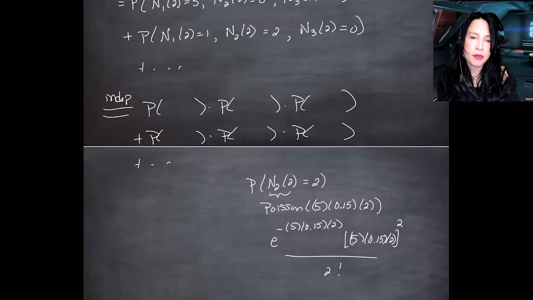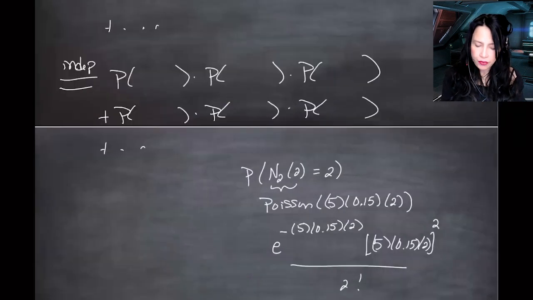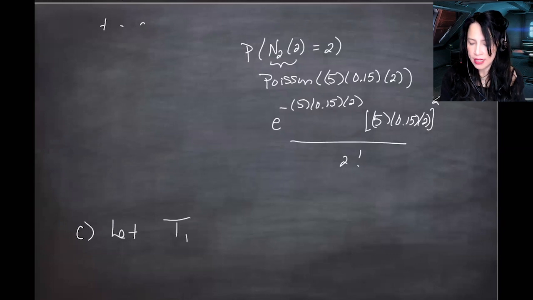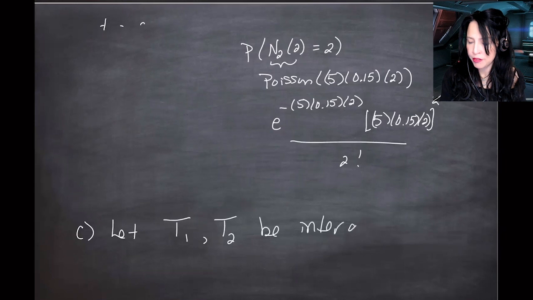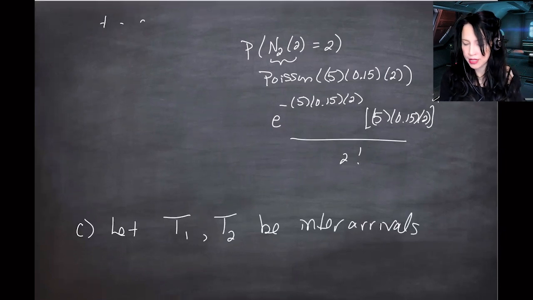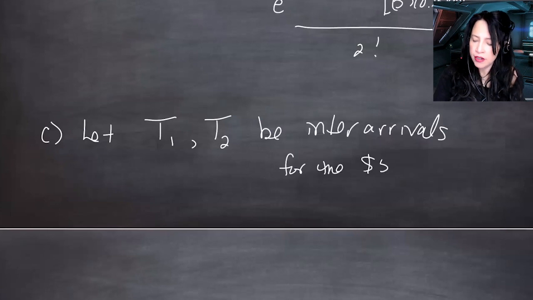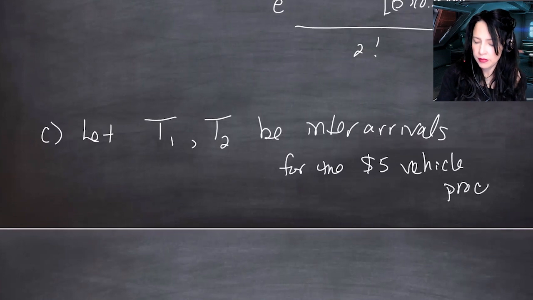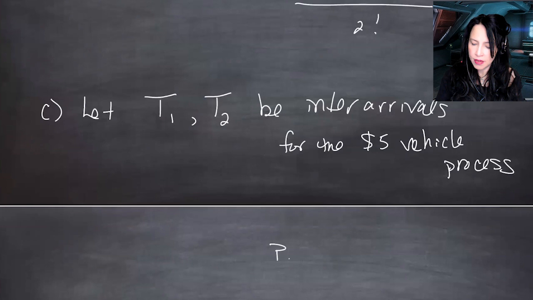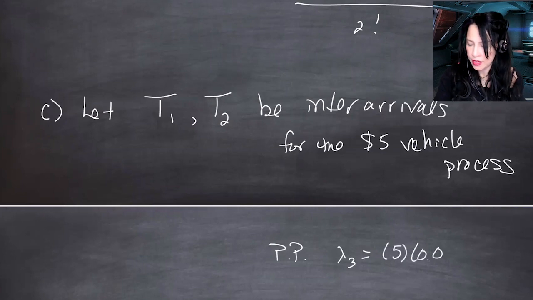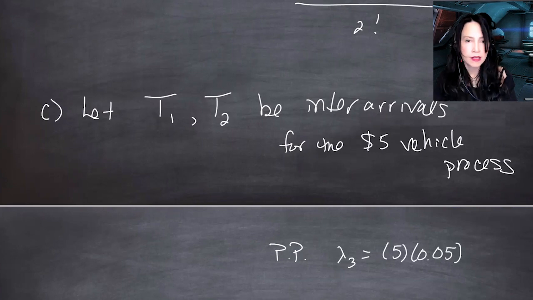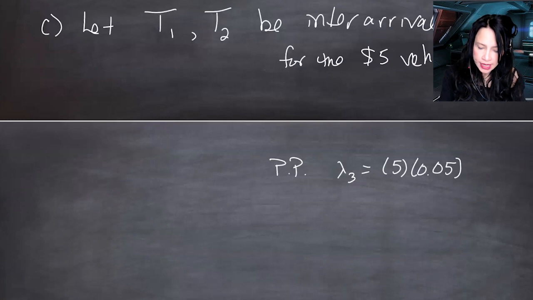And so C is supposed to be the probability that the waiting time until the second vehicle that pays $5 comes through is more than 10 minutes. So for C, I would let T1 and T2 be the first 2 inter-arrival times for the thinned out $5 vehicle process. So you might even want to use different notation for the $5 vehicle process. And the $5 vehicle process is a Poisson process with rate lambda 3, which is given by 5 times 0.05. And so this is the probability that T1 plus T2 is greater than 10.